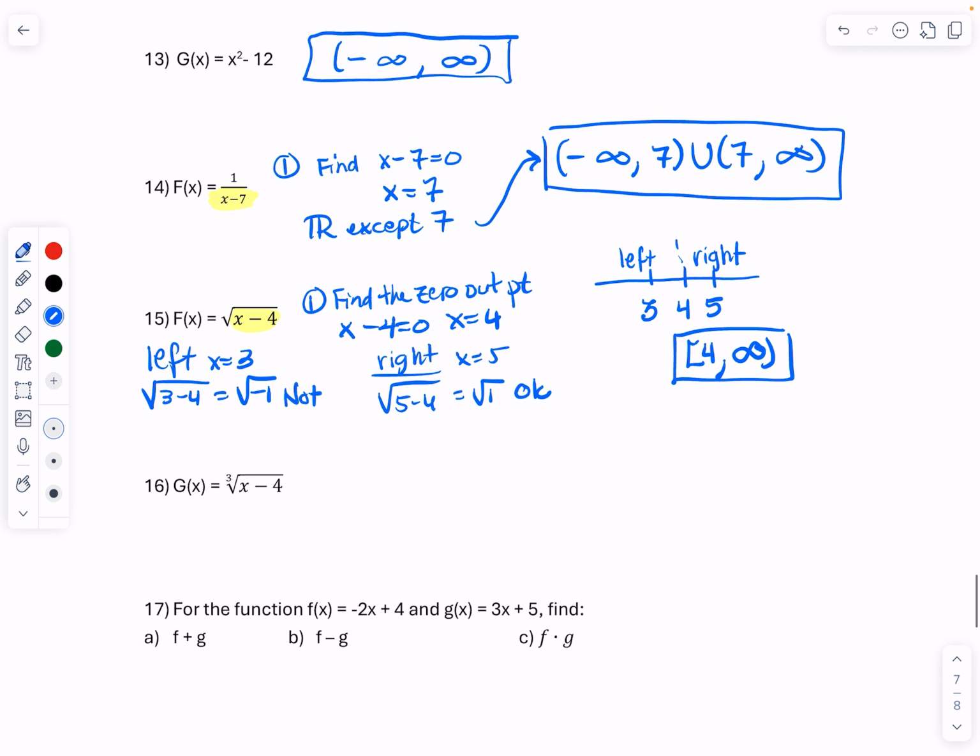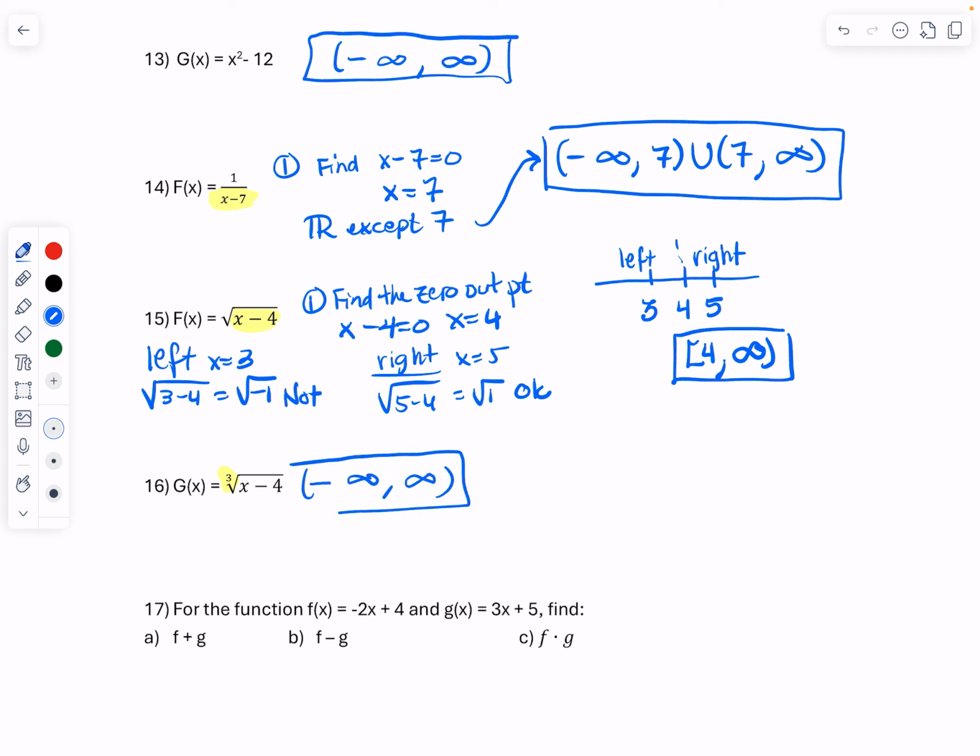16. g of x equals the cube root of x minus 4. Now, because this is a cube, remember I can have a negative underneath a cube root. So I can plug in whatever I want because negatives are fine with cube roots. So the answer to this is going to be negative infinity to positive infinity.